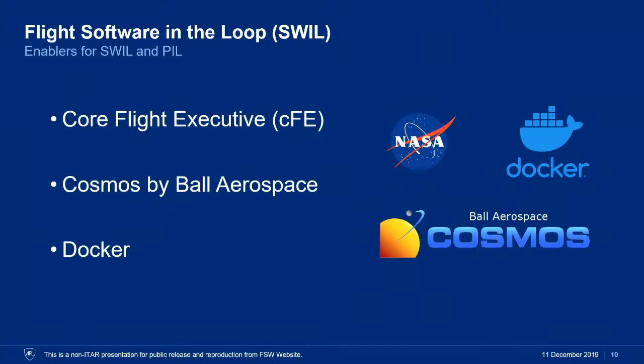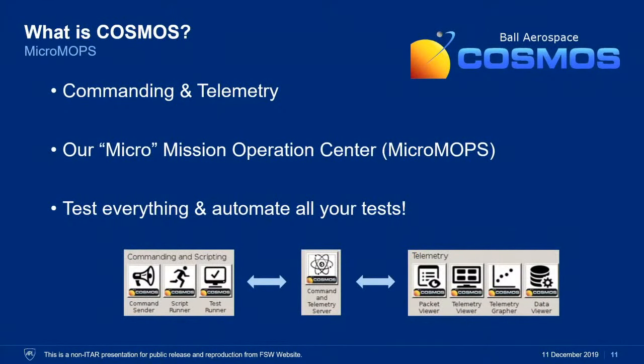So COSMOS is our micro mission operations center. It's what we like to call it. It allows us to have commanding and telemetry of the spacecraft on our laptop. It is an open source project. It's pretty great. And it allows us also to test everything and automate all of our tests within this SWIRL spacecraft on a laptop environment. So that's pretty much what we're using as our micro mission operations center.